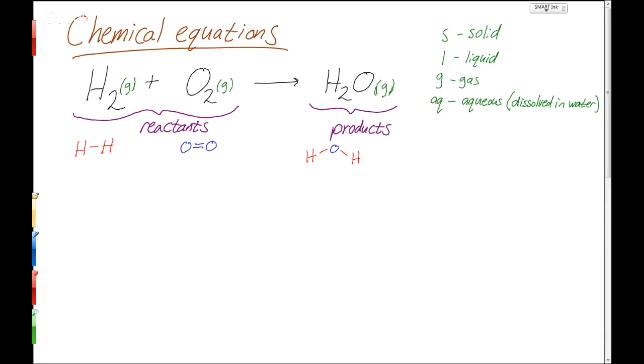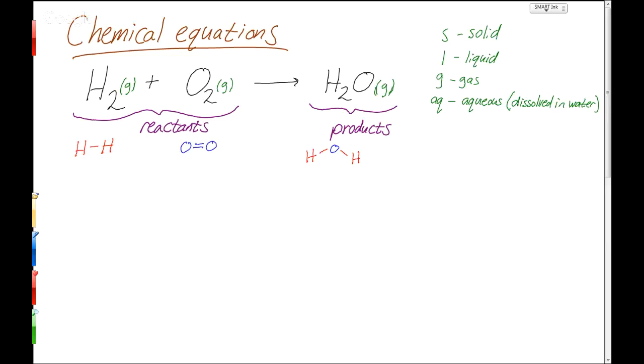What's wrong with it? Did I write one of the reactants wrong or something? Should I have just written O instead of O2? No, we know oxygen is O2. Everything's okay. Maybe, so we need to fix it, I guess, is the answer. We need to fix it.